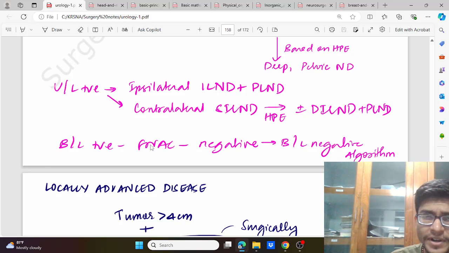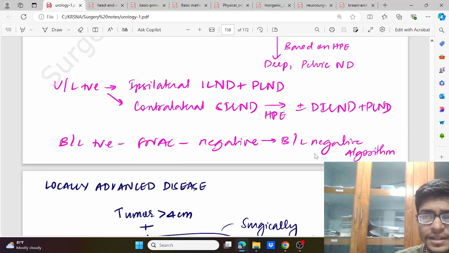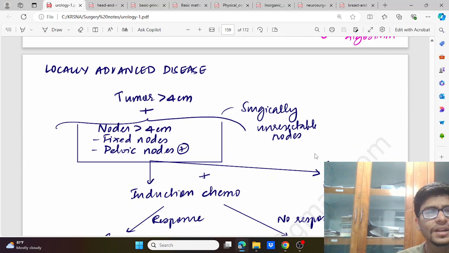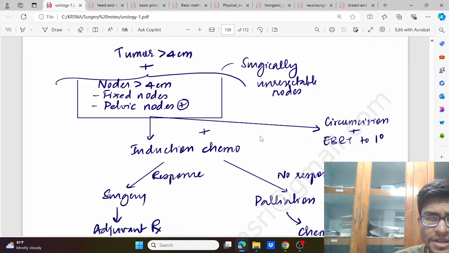Bilateral positive, we go for FNAC. If it is negative, then we follow the bilateral negative algorithm. Then we see the locally advanced disease, where the tumor is more than 4 cm, with or without nodes positive, more than 4 cm, fixed pelvic lymph nodes. So these are surgically unresectable lymph nodes.